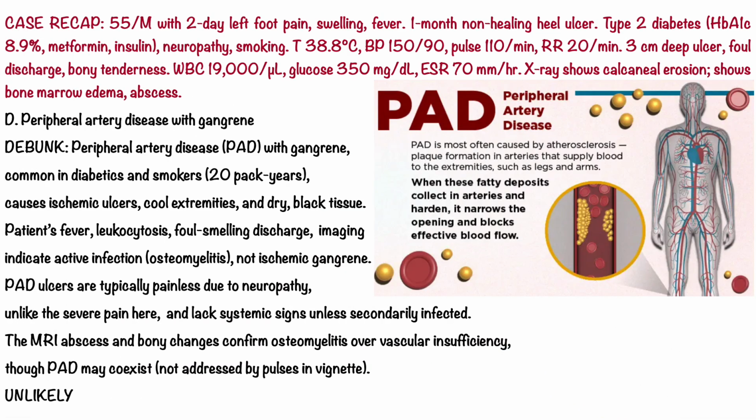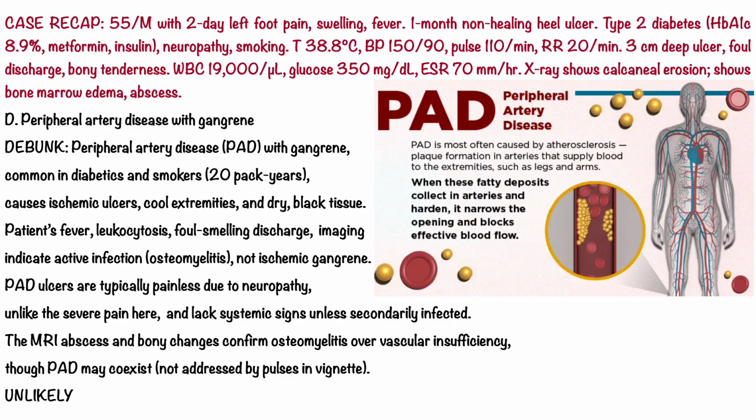And the fourth option we have here is peripheral artery disease with gangrene. Peripheral artery disease with gangrene is common in diabetics and smokers, and there is a 20-year history of smoking here. It also causes ischemic ulcers, cool extremities, and dry black tissue. The patient's fever, leukocytosis, foul-smelling discharge, and imaging indicate active infection, osteomyelitis, not ischemic gangrene. So this is the point that distinguishes diabetic foot ulcer from peripheral artery disease with gangrene: it has an active infection, not ischemic gangrene.